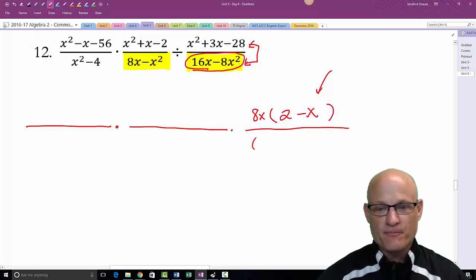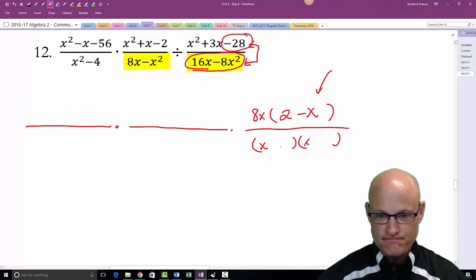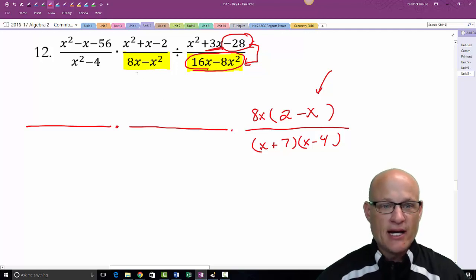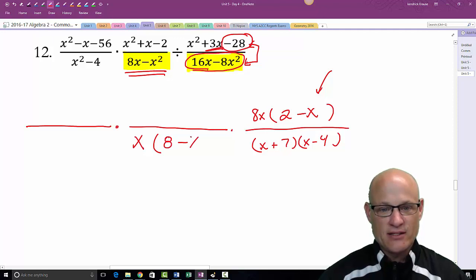The numerator, they have to multiply to negative 28. That tells me the signs are going to be different. And they have to add up to positive 3, so 7 and negative 4. I hope you didn't have a problem with that. All right, let me take care of this one. It's got an x as a GCF. I'm left with 8 minus x.